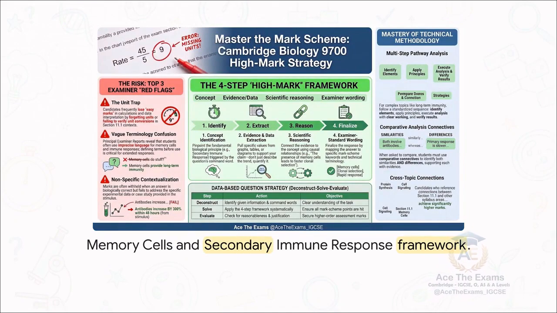Looking at long-term immunity here, the examiner reports reveal a pretty crucial strategy. When you're comparing the secondary immune response against the primary one, you must use comparative connectives. We're talking words like similarly to highlight shared features and whereas to contrast the speed and scale of the responses. If you just write down memory cells do stuff, you are looking at a big red 0.